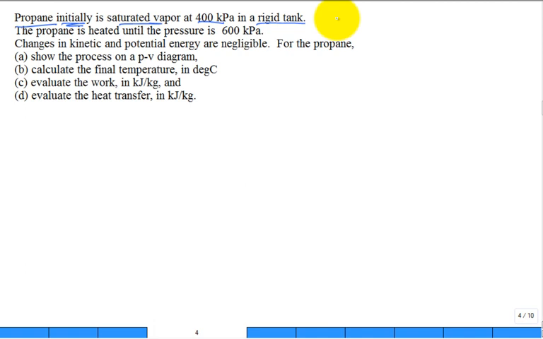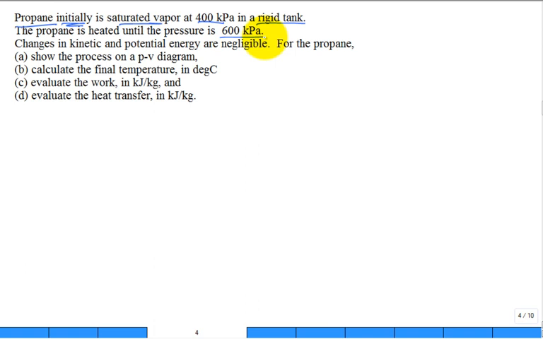What does rigid mean? The volume is not going to change. The propane is heated until the pressure is 600 kPa. During the heating process, did the tank size change? Nope. It stayed rigid, the same volume. Did the pressure go up? What do you suspect the temperature did? It probably went up. It was heated. You suspect it went up, and you're pretty good at suspecting those things. And yeah, you're going to show that it would go up.